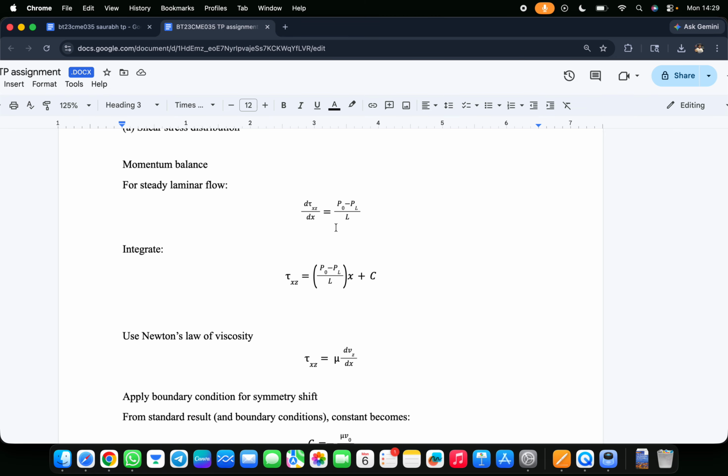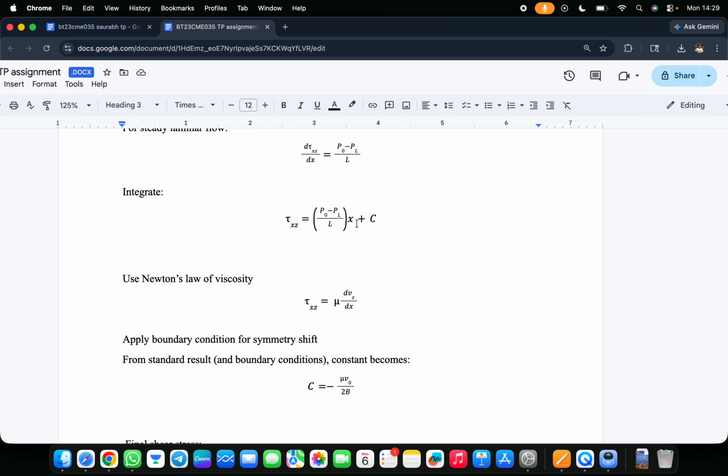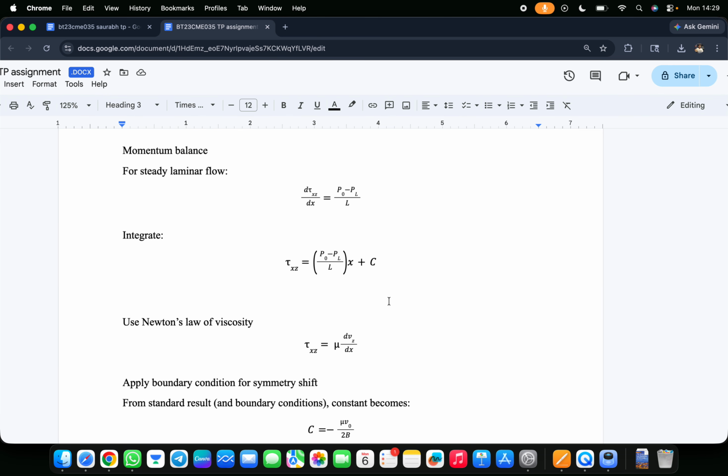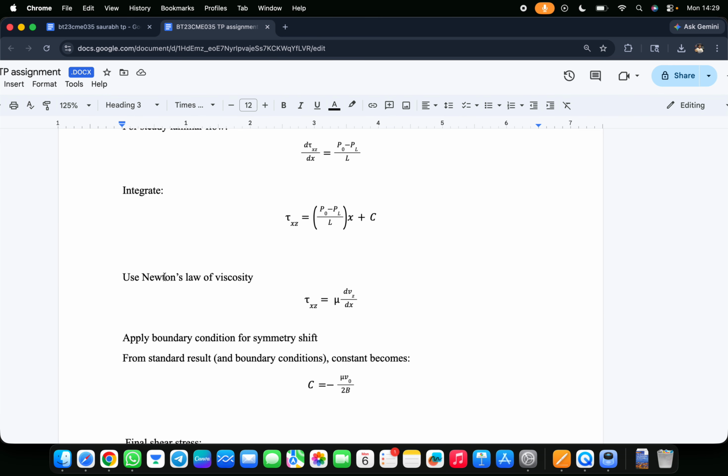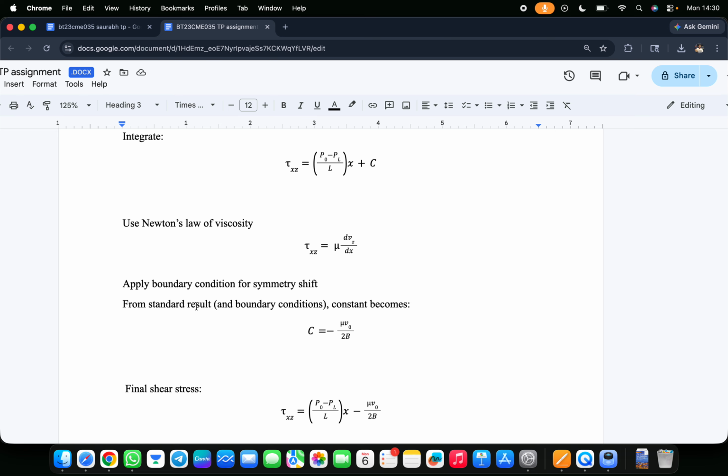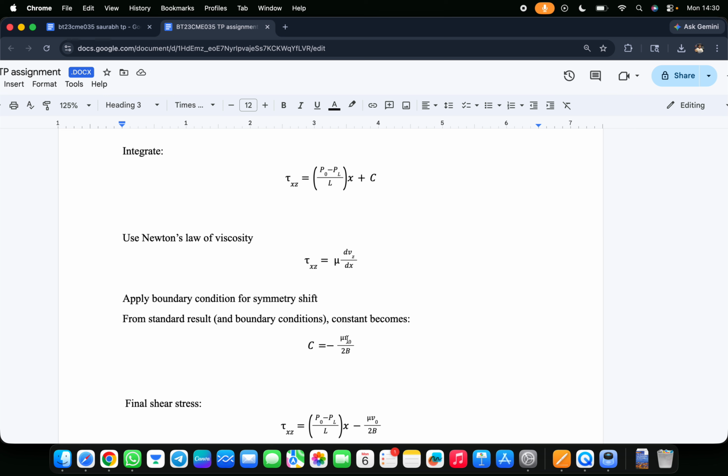So now we will integrate to get the profile of this tau with x. So first we do this and integrate. Using viscosity, tau xz is equal to mu dvz by dx. So here we will apply the boundary condition. What boundary condition will we apply?